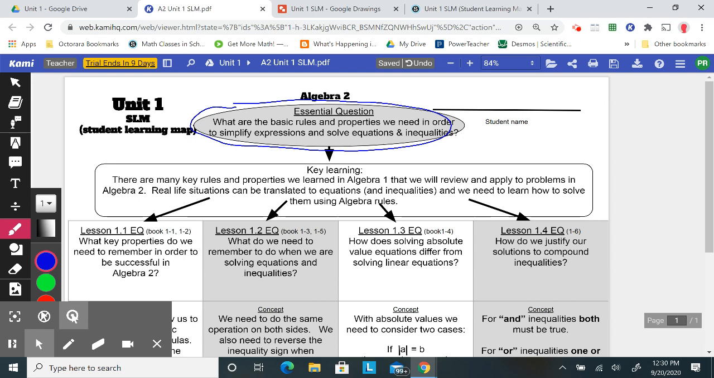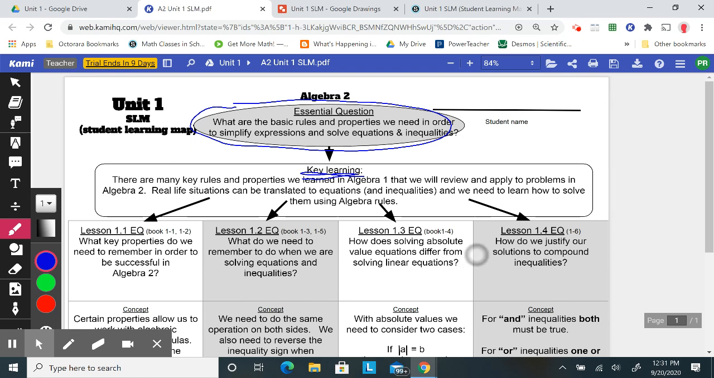And right down below is the key learning. There are many key rules and properties we learned in Algebra 1 that we will review and apply to problems in Algebra 2. Real-life situations can be translated to equations and inequalities, and we need to learn how to solve them using algebra rules. So we'll be looking at a lot of things we learned in years past. We'll be applying those again this year.